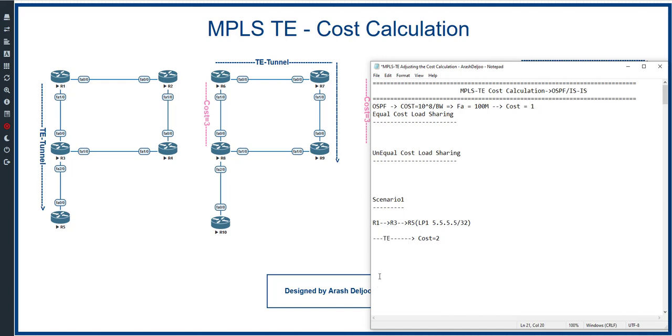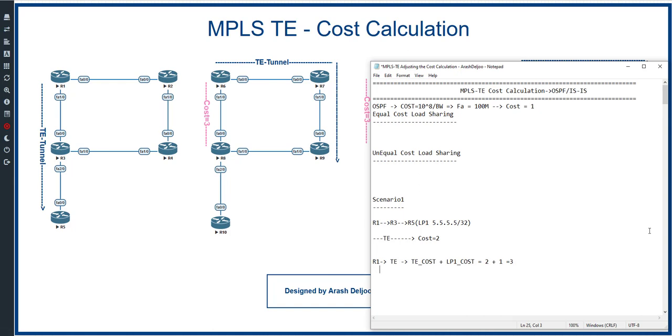Look at here. If you want to calculate the cost from the TE tunnel to the quad 5, we have the cost of the TE tunnel equal to 2. Let me write TE cost, and then the interface loopback 1 cost. The loopback cost in OSPF is 1, and the TE cost, as I mentioned before, is 2. Because of that, totally we have 2 plus 1, and the result is 3. Okay, this is the cost of the TE tunnel.